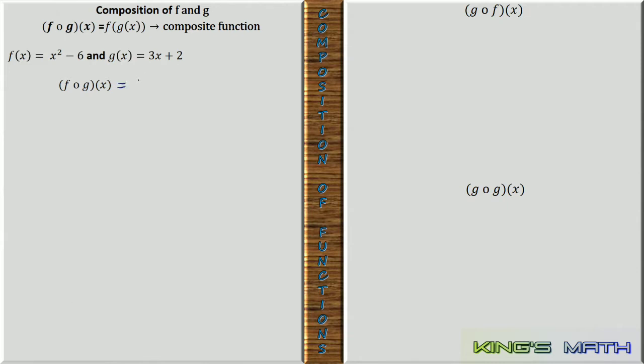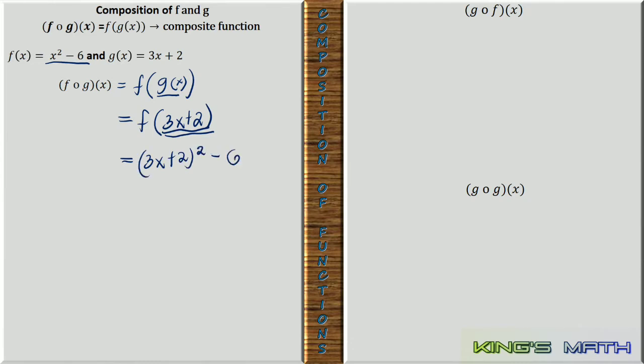We are going to write this as f of g of x. And then we're going to change the value of g of x here, and that will be f of 3x plus 2. And this means that we're going to substitute this one to every x of f. And that will be, we have here the value of f, which is x squared minus 6. And we're going to change every x with this one. And then we're going to have here 3x plus 2 squared minus 6.